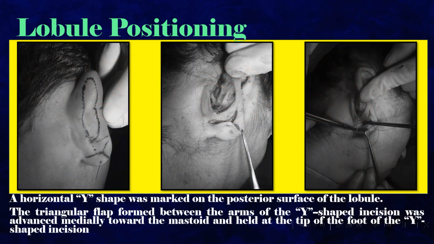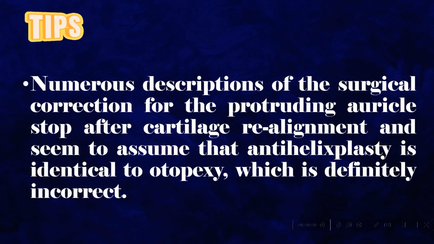A horizontal Y shape was marked on the posterior surface of the lobule, so that the arms of the Y pointed to the lateral edge of the lobule and the foot pointed in the direction of medialization. The triangular flap formed between the arms of the Y-shaped incision was advanced medially toward the mastoid and held at the tip of the foot of the Y-shaped incision. At this stage, the new position of the lobule is checked and the incision may be elongated medially if further medialization is necessary.